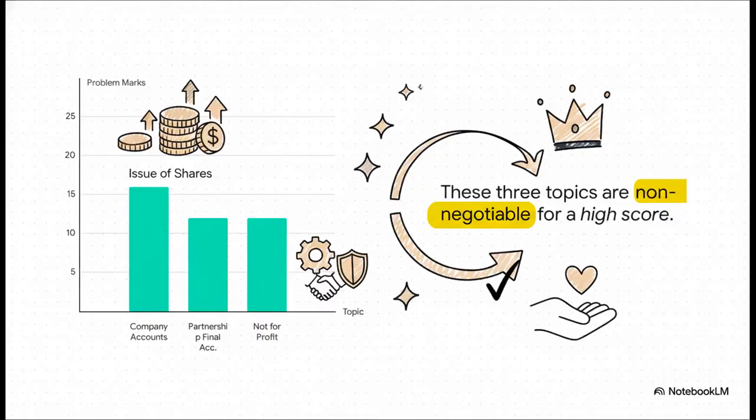Looking at the problem marks, 3 topics just jump off the page. Company accounts, especially issue of shares, is absolutely huge. We're talking up to 16 marks. And then you have those 2 compulsory 12-mark questions we just mentioned, partnership final accounts and not-for-profit concerns. Seriously, if you're aiming for a top score, these 3 areas are non-negotiable.